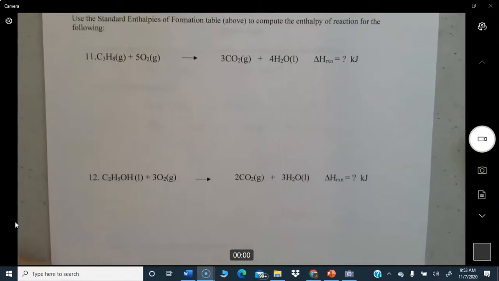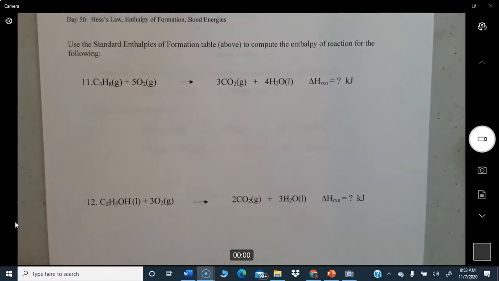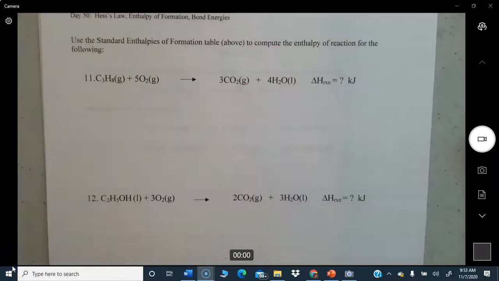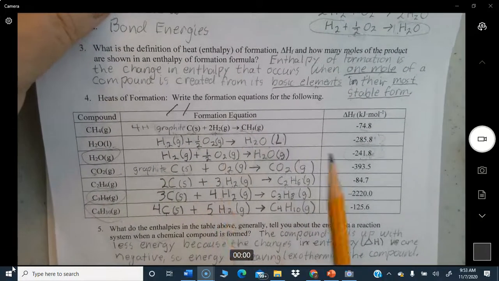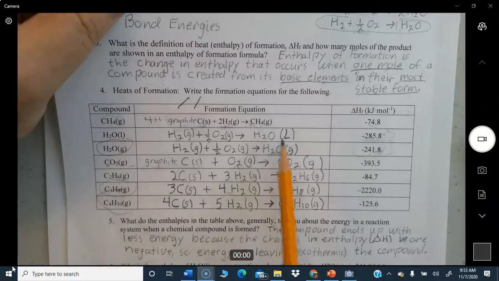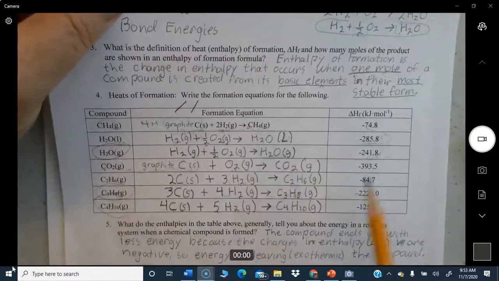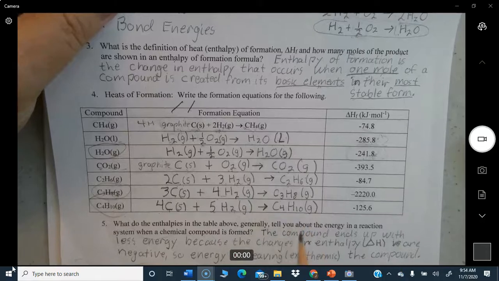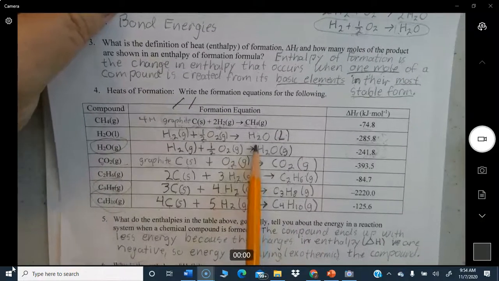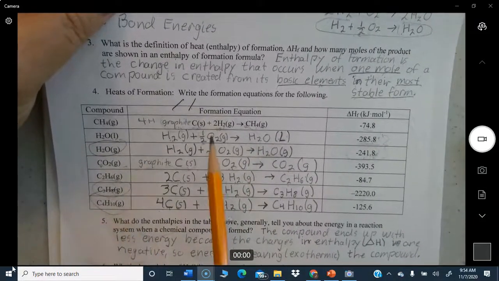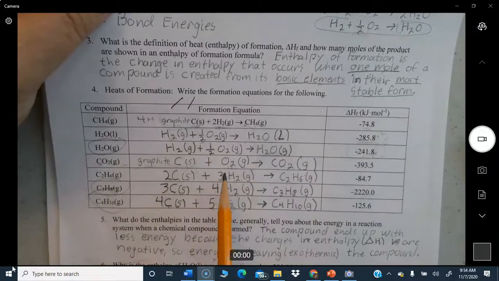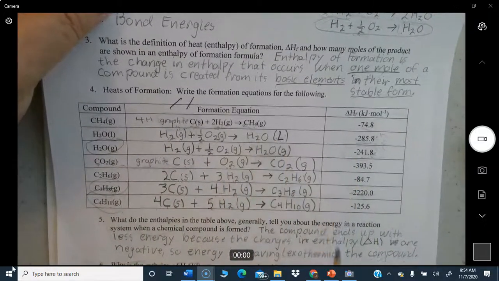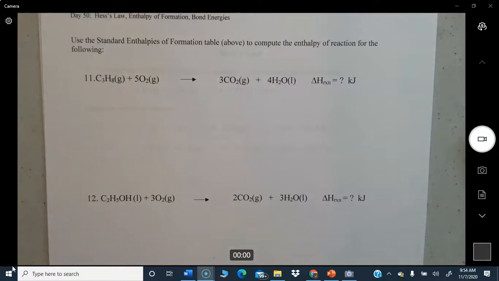So let's go ahead and we're on number 11, and we're doing standard enthalpies of formation. So what we're going to use for these are the enthalpies of formation that we came up with here. You don't need to know the equation, you just need to know what the compound is and what its enthalpy of formation is. That's how much heat it gives up when you create that compound from its basic elements in their most stable form. And it's 1 mole. It's for exactly 1 mole. All right, so let's go ahead and do this one.